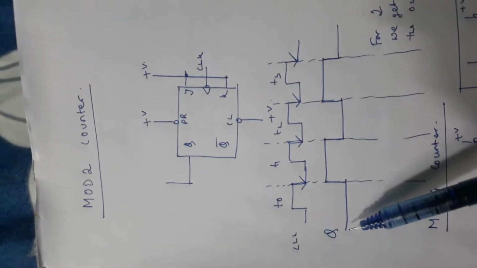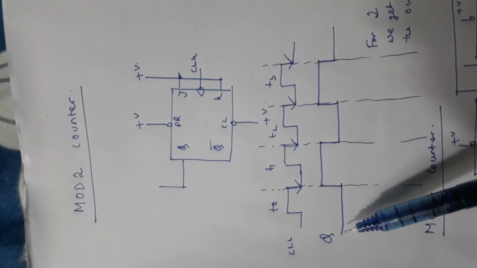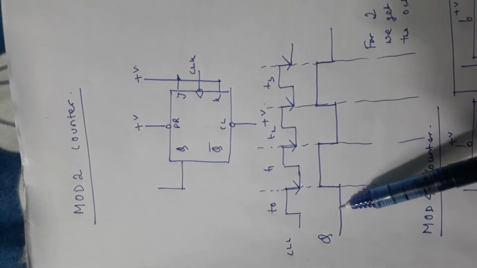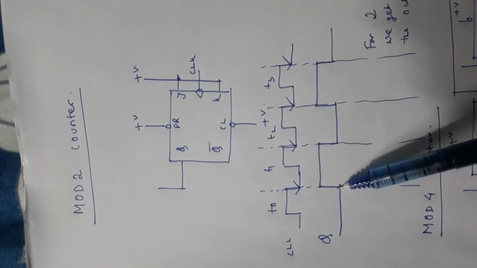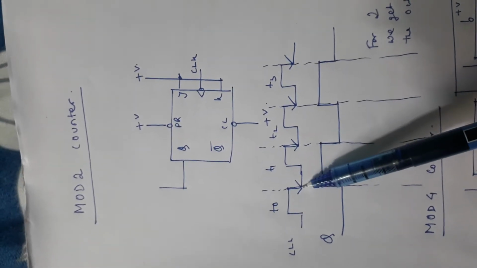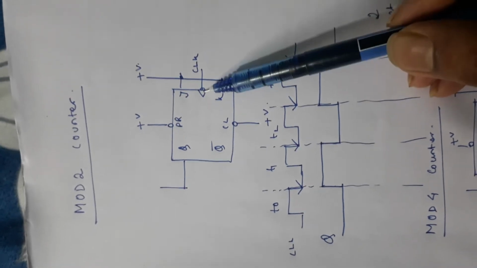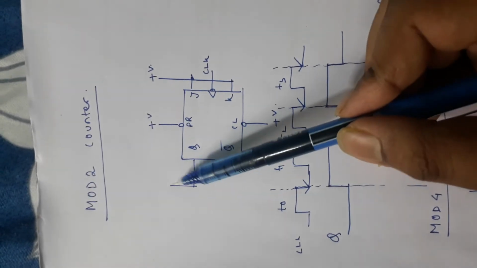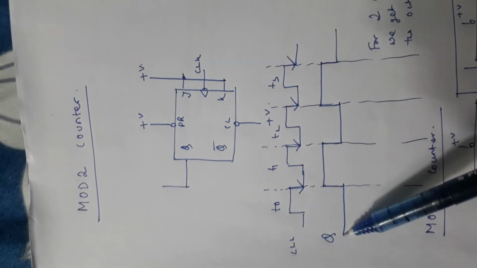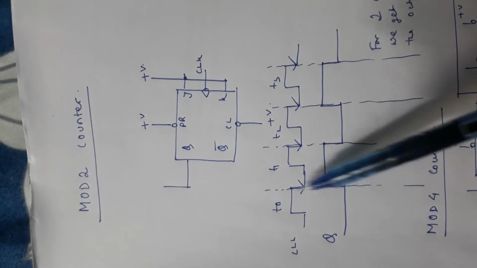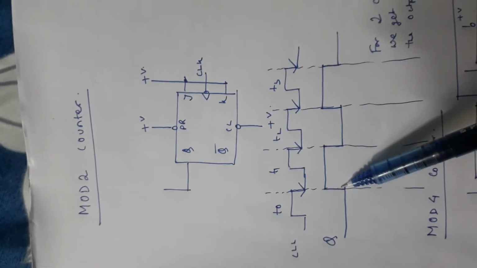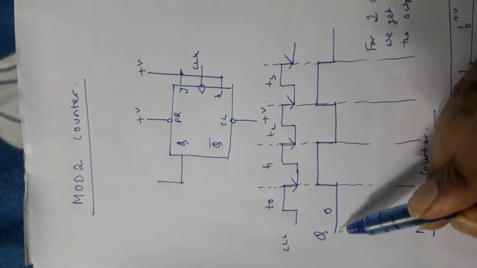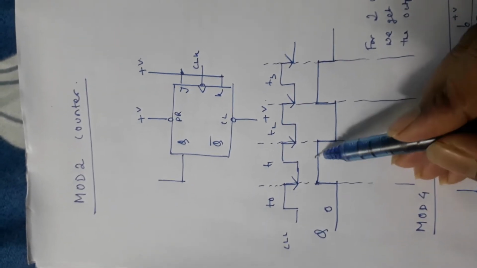We are assuming the starting condition of the output is 0. So if it remains 0, and whenever the negative edge hits, then this flip-flop has to toggle, right? This output has to toggle. So what is happening is that it keeps low, low, low, and when the negative edge comes, it toggles and changes to 1, right? It was 0, 0, 0, 0, 0, 0, and it becomes 1.